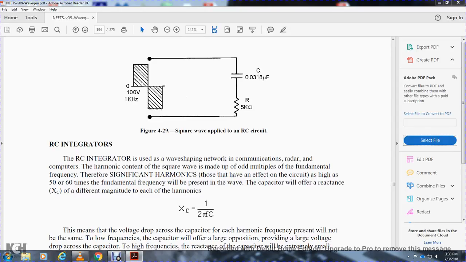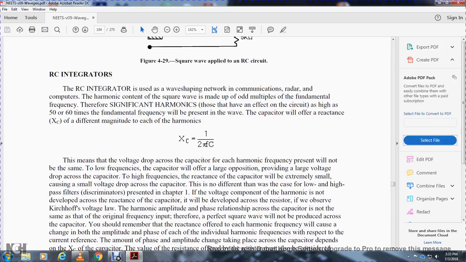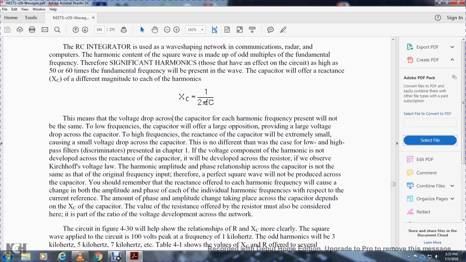The capacitor reactance is equal to 1 over 2 times pi times the frequency times the capacitance. This means the voltage drop across the capacitor at each harmonic frequency present will not be the same. At low frequencies the capacitor will offer a large opposition, providing a large voltage drop across the capacitor. At high frequencies the reactance of the capacitor will be extremely small, with a small voltage drop across the capacitor, no different than was the case for the low-pass or high-pass filter discussed in chapter 1.